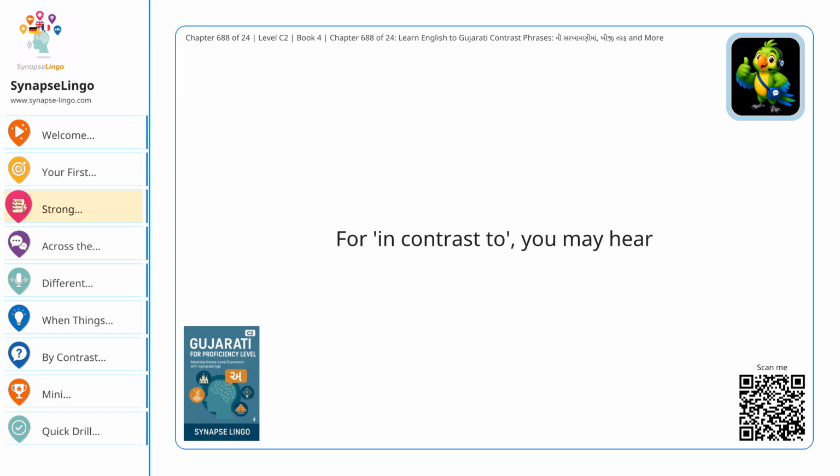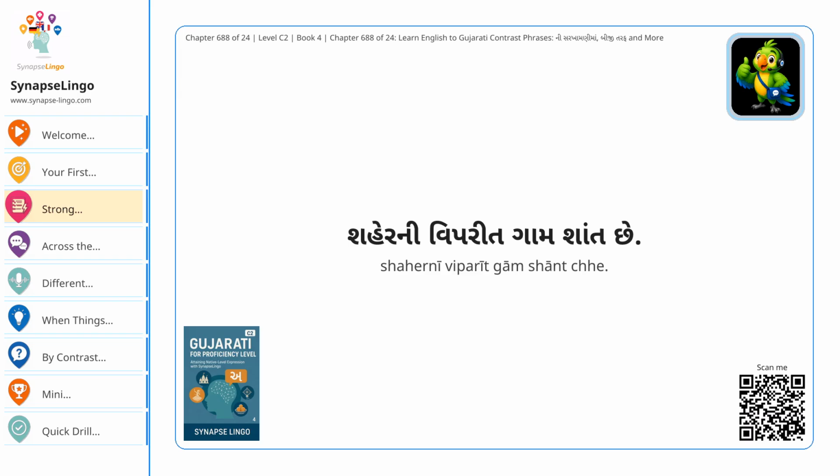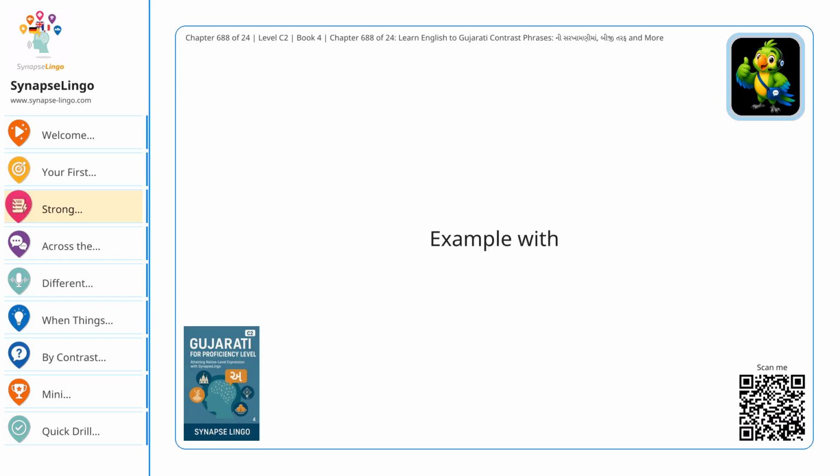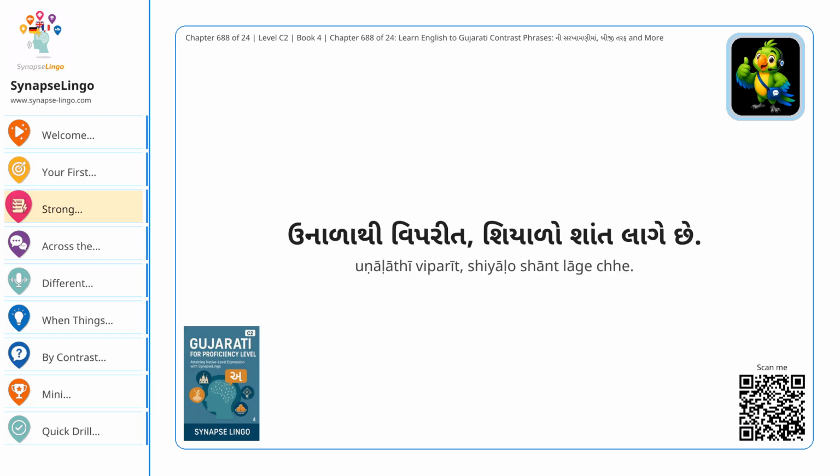For in contrast to, you may hear ની વિપરીત or થી વિપરીત. Both express contrast. Example with ની વિપરીત. In contrast to the city, the village is quiet. Gujarati. શહેરની વિપરીત ગામ શાંત છે. Example with થી વિપરીત. In contrast to summer, winter feels quiet. Gujarati. ઉનાળાથી વિપરીત શિયાળો શાંત લાગે છે.